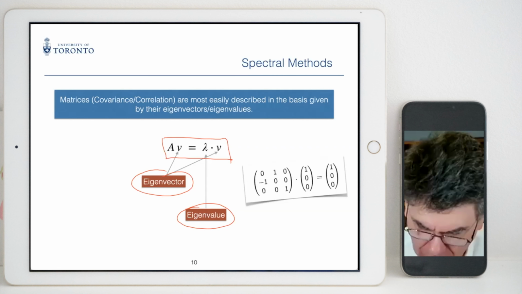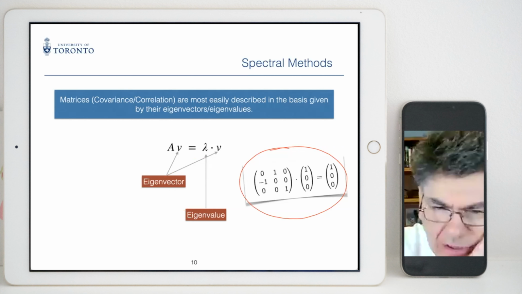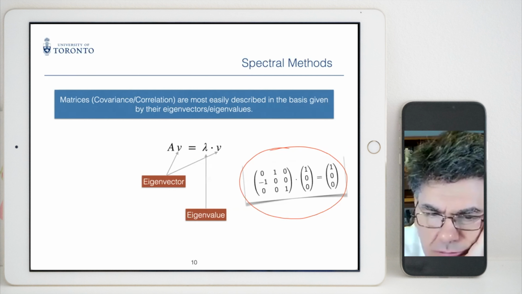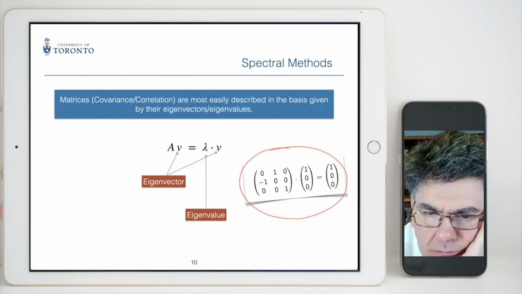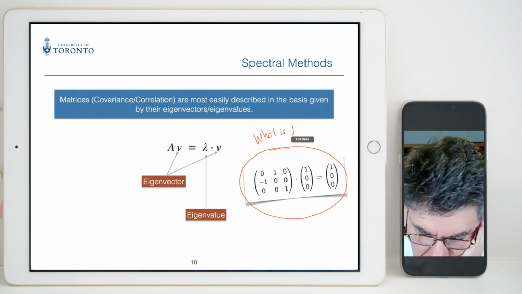So if you have seen it, then I'm going to ask you a question. There's a mistake here. Can you tell me what the mistake is? What's the mistake there?